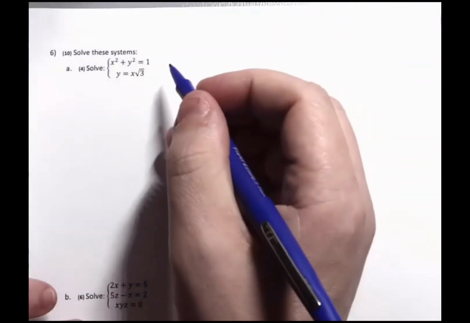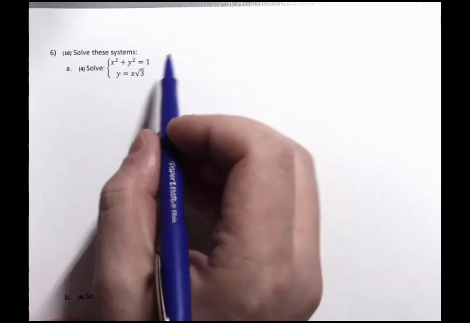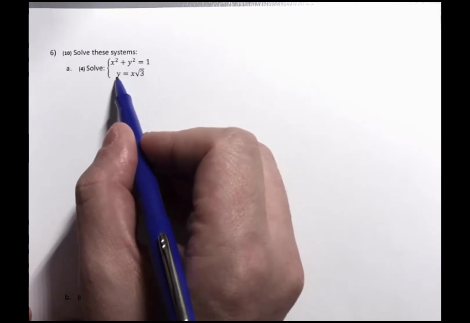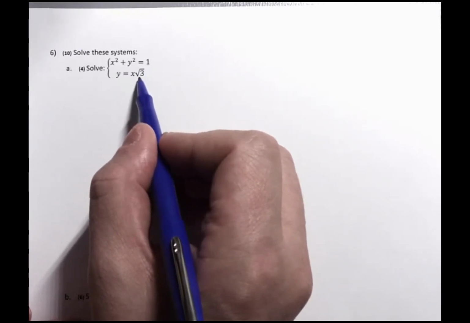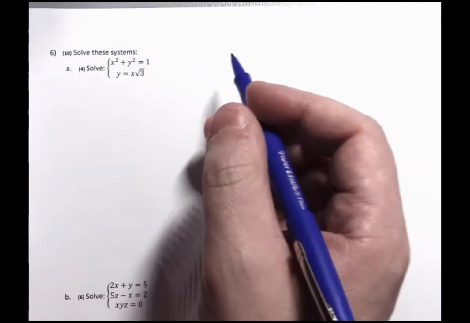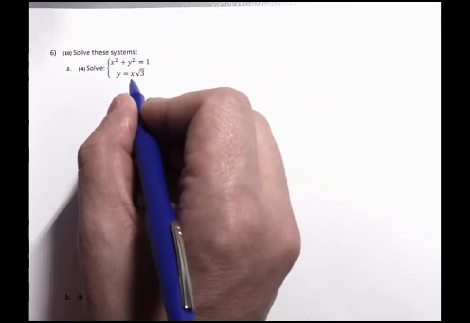Hi there. On this page, we are asked to solve the following systems. The first one is x squared plus y squared equals 1, which is a circle, and then y equals x radical 3, which would be a line. So a circle intersecting a line could happen in 0, 1, or 2 places. Let's go see what happens.